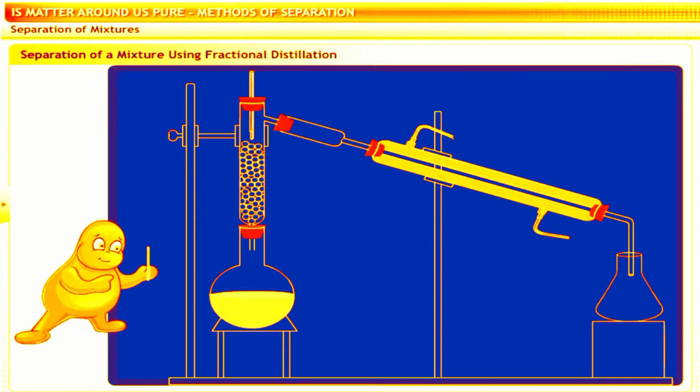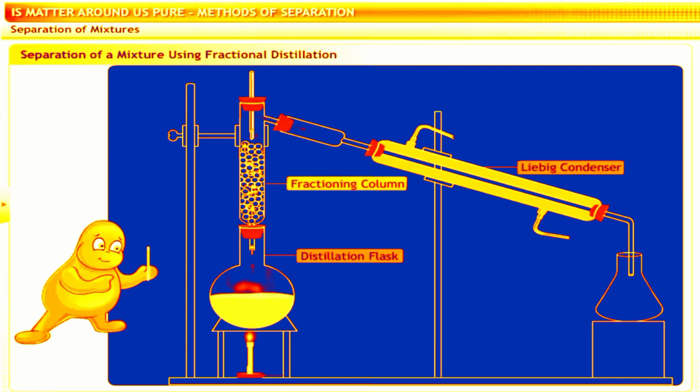As you can see in the diagram, the apparatus is almost the same as used in distillation. The only difference is that a fractioning column is fitted in between the distillation flask and the condenser. A simple fractioning column is made up of a tube packed with glass beads. The beads provide the surface for the vapors to cool and condense again and again. The fractioning column obstructs the smooth upward flow of vapors.